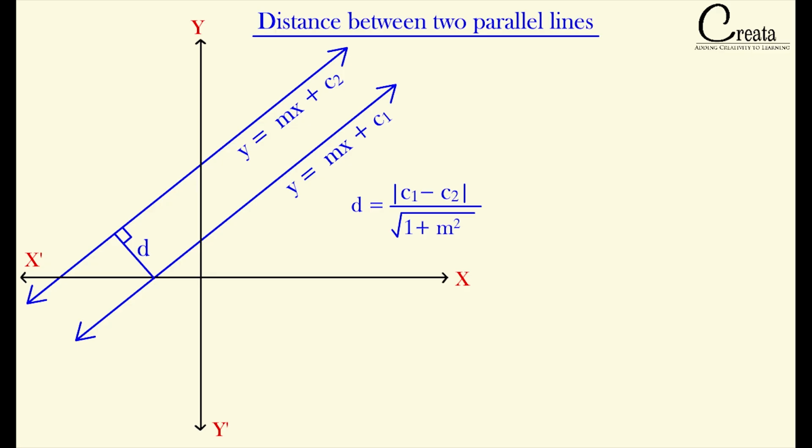Don't be confused with any line. This formula is applicable only and only when the two lines are parallel to each other. Okay, when the two lines are parallel, their slope will be equal. That's why we have taken slope of both of these lines as m. Got it? Let's take a question.